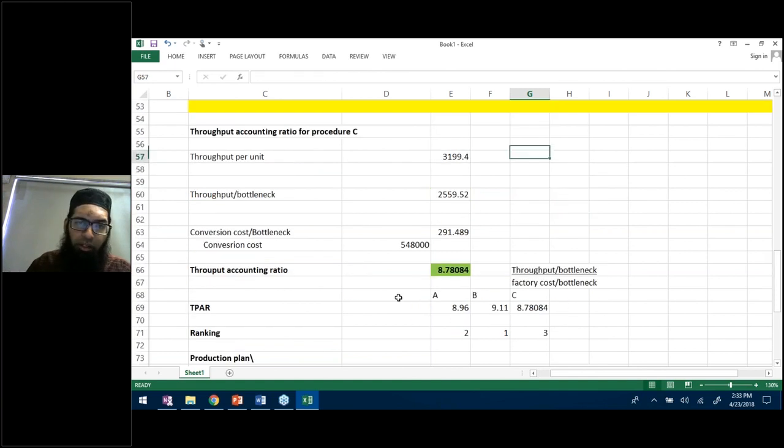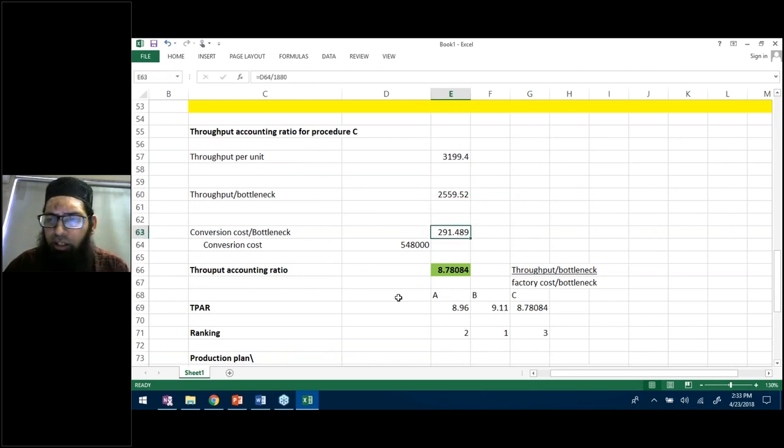Over here, I had calculated the throughput per surgeon hour, and then I had also calculated the conversion cost per hour. For the detailed information, I request you to look at the debrief video for March 2018 because I have explained what the throughput accounting ratio is.